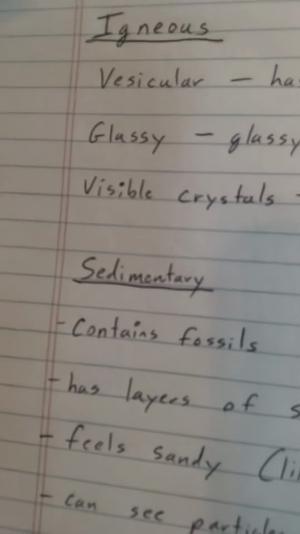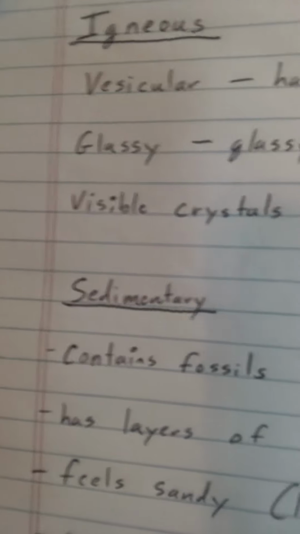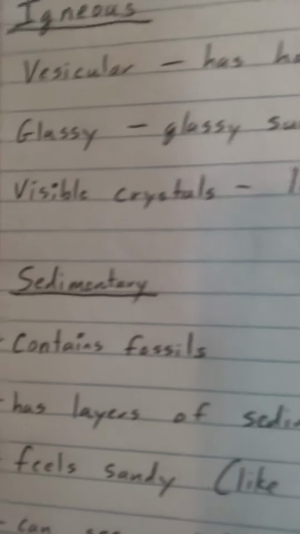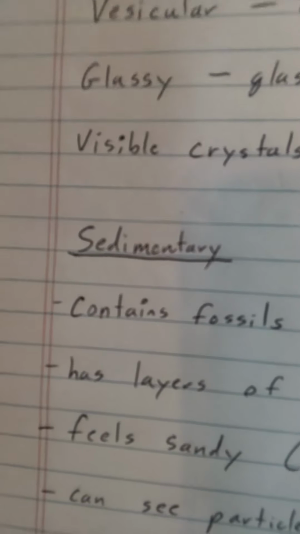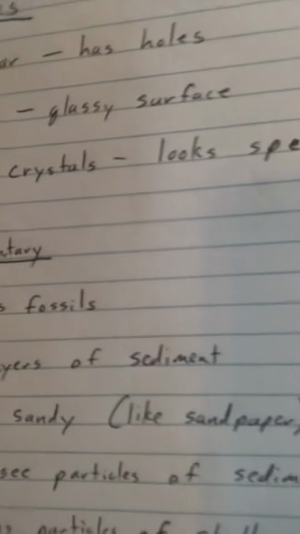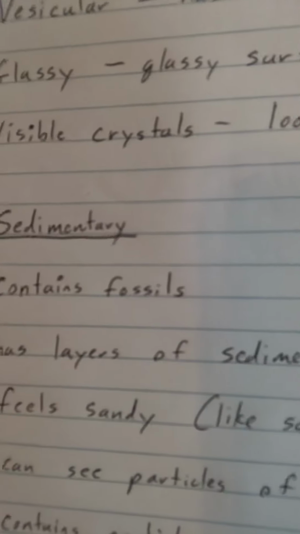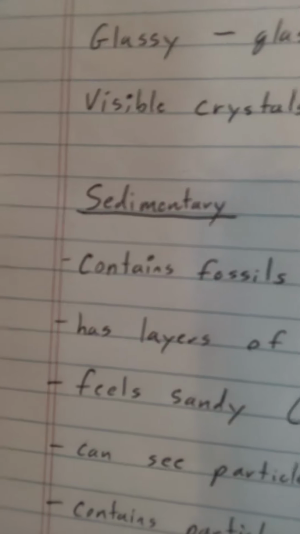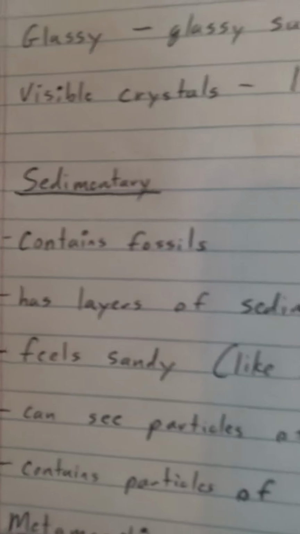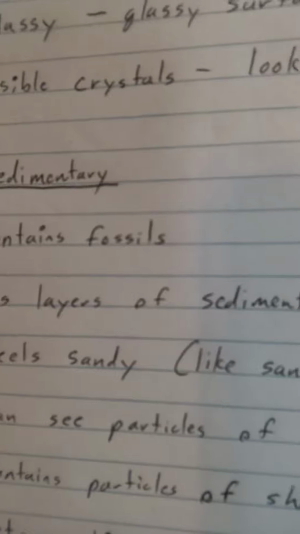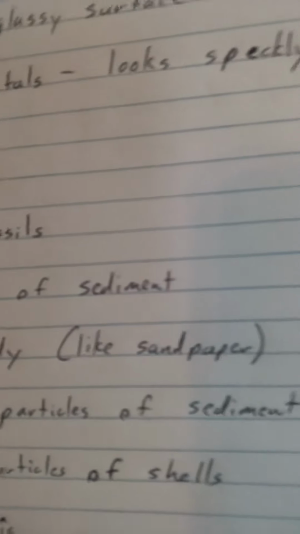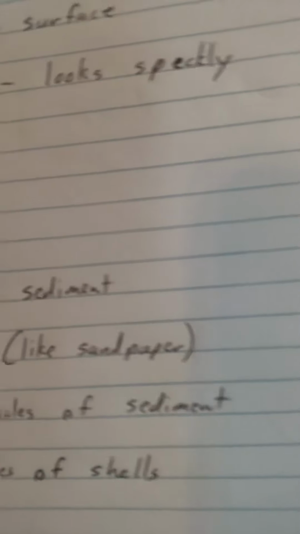Sedimentary. If it's sedimentary, it may contain fossils. So if you see fossils in the rock, it's going to be sedimentary. If it's got layers in it, layers of sediment, it's going to be sedimentary rock. So if it's got layers of sand or silt in there, it's going to be sedimentary. If it feels sandy, which we can't do on video today, but if it has the look of sandpaper or a sandy look to it, it's going to be sedimentary.